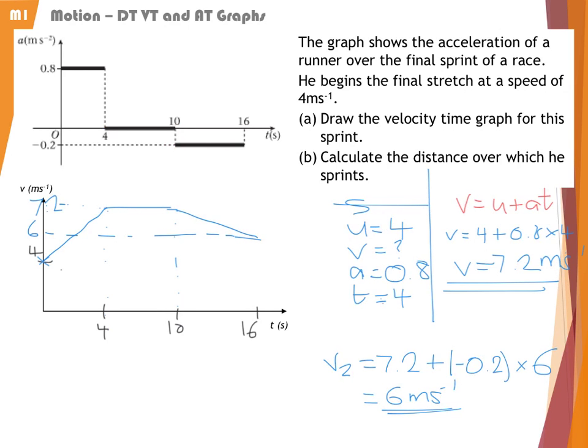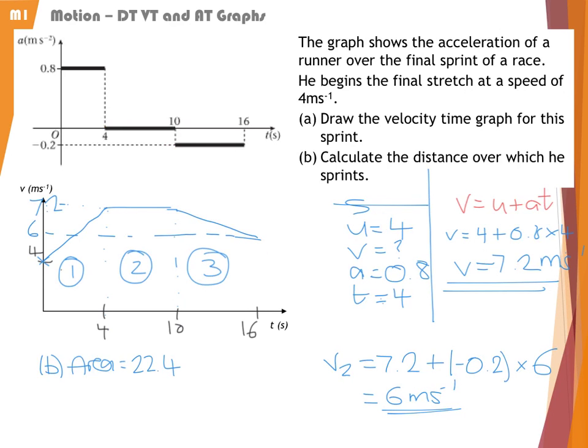Okay, part B just says calculate the distance over which he sprints. So that's now using our velocity time graph and working out the area underneath it. So for part B, the area is going to be made up of this trapezium here. Okay, so it's going to be section 1, section 2, and section 3. Okay, so section 1, as I've got limited space, I'm just going to talk through this. So it's the area of a trapezium, so it's going to be a half 4 times 4 plus 7.2, and then times by the width, which is 4, coming out to be 22.4.